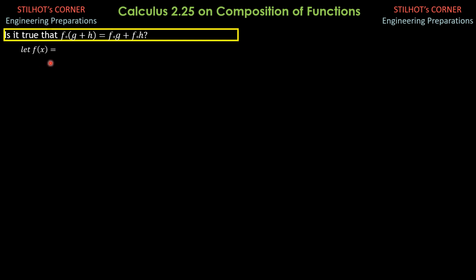So let f of x be 3x minus 1, g of x is x squared, and h of x is sine of x. So that g plus h is equal to x squared plus sine x. And f of g plus h is equal to 3 times the quantity x squared plus sine x, minus 1. So that would be 3x squared plus 3 sine x minus 1.